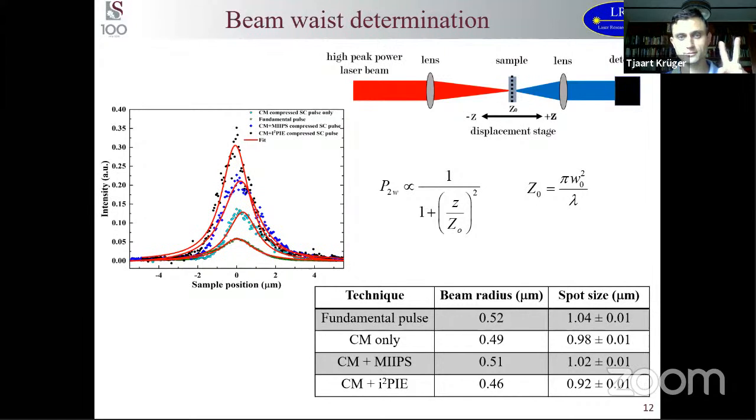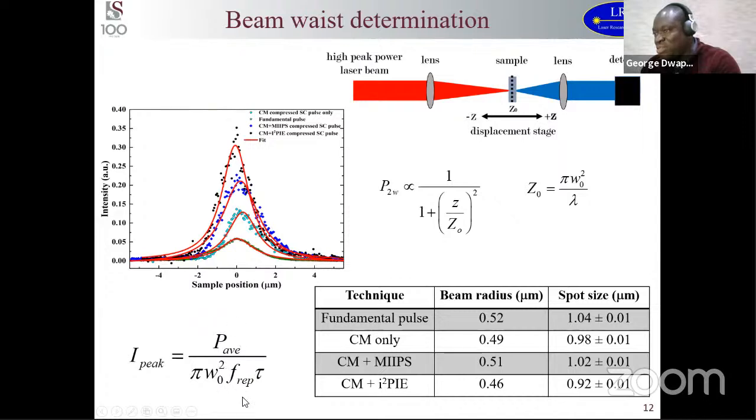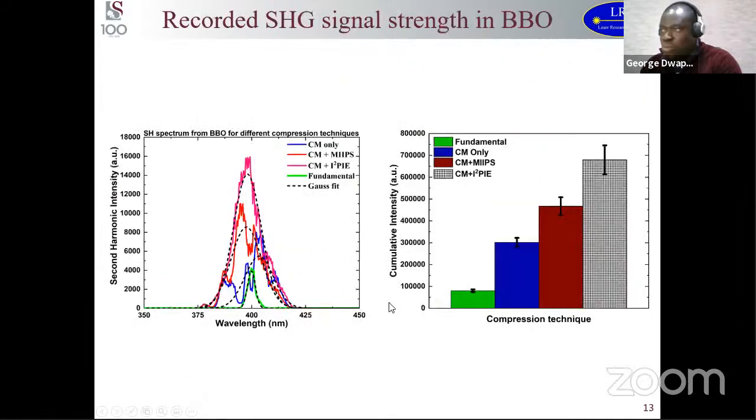All right. So with this, you are also able to see that the spatial profile doesn't change. We are able to measure the pulse width. If the pulse width is the same and the repetition rate is the same, the only thing that will affect the peak intensity is the pulse duration, right? Which we have the beams here. So we applied it and measured. You see that with MIPS and I square pi, you have higher intensities here in BBO.